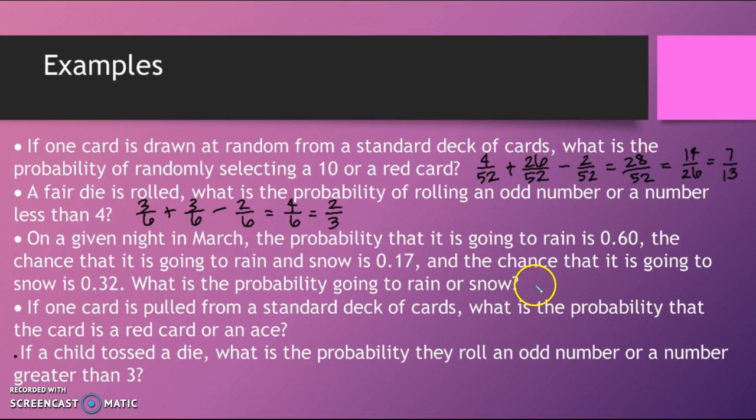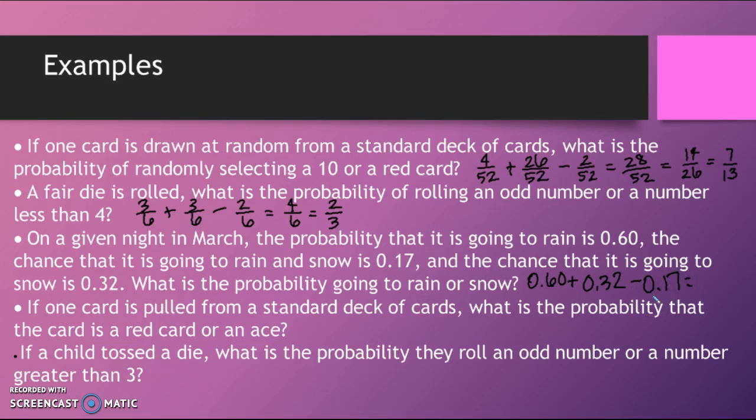Right, so we're just going to plug in our formula. First, we have the probability that it's going to rain. Then we're going to add in the probability it's going to snow. Then we're going to take out the probability it's going to rain and snow. So rain is 0.6. And then we're going to add snow, which was 0.32. And then I'm going to take out the overlap, which is 0.17.